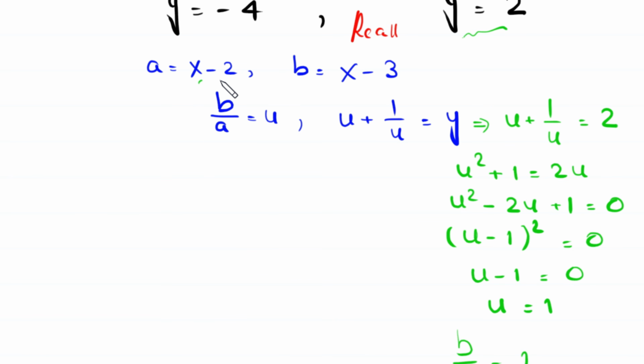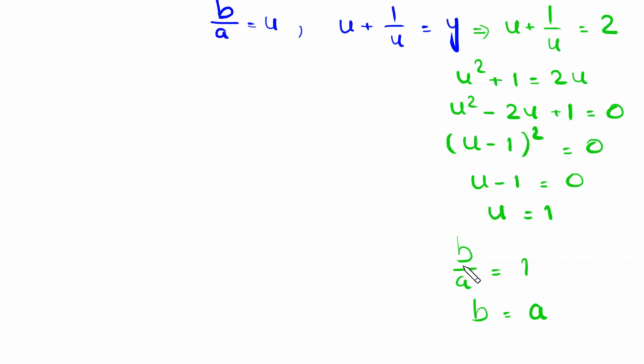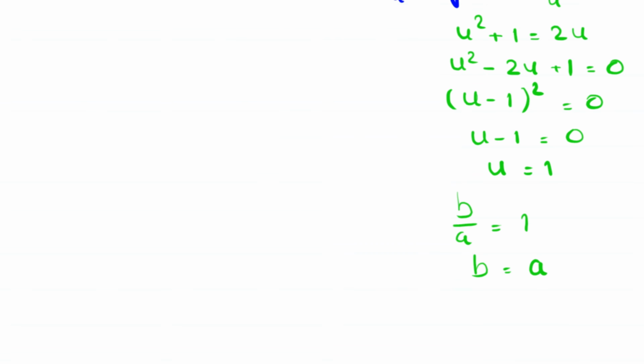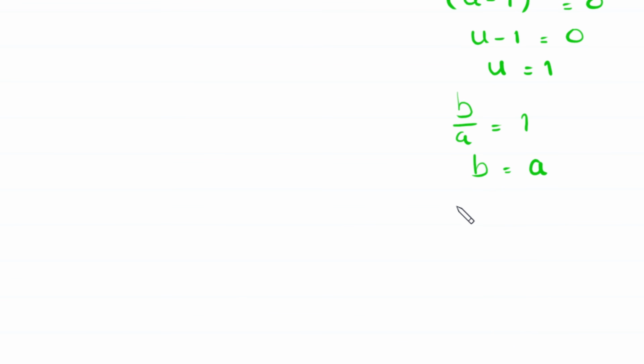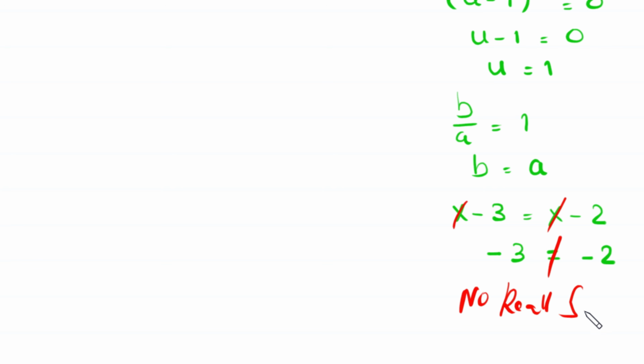and a is x minus 2, b is x minus 3. So b is equal to a will become b is x minus 3 and a is x minus 2. If we subtract x from both sides, this cancelled out and we are left with negative 3 equal to negative 2. And negative 3 is not equal to negative 2. It means that no real solution is possible from this case.